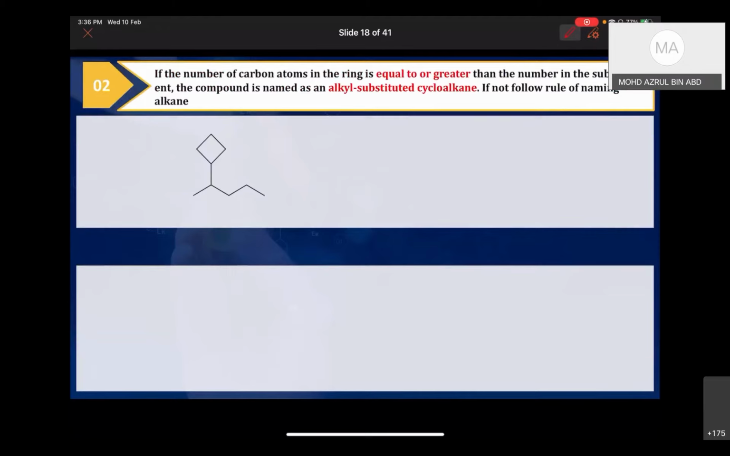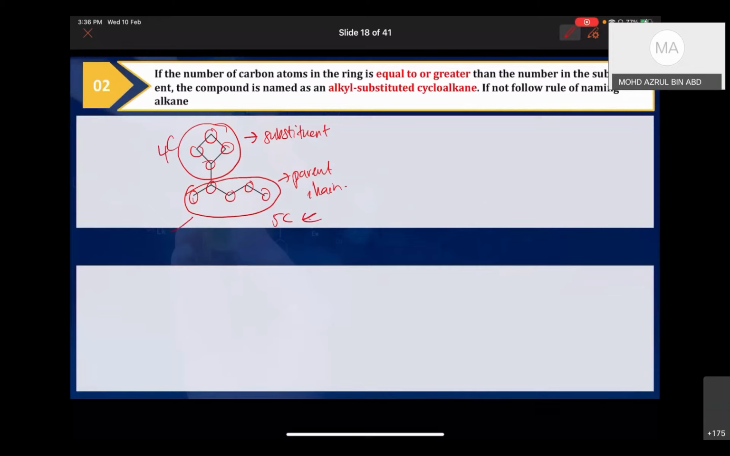Okay, if the straight chain is greater than the cyclic compound, this one will be the substituent, and then this one will be the parent chain. Because of what? The straight chain has 5 carbons, instead of the cyclic compound which has 4 carbons. So we need to take this one as the parent chain and this one as the substituent.